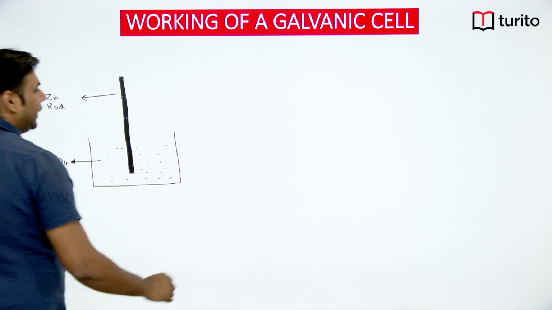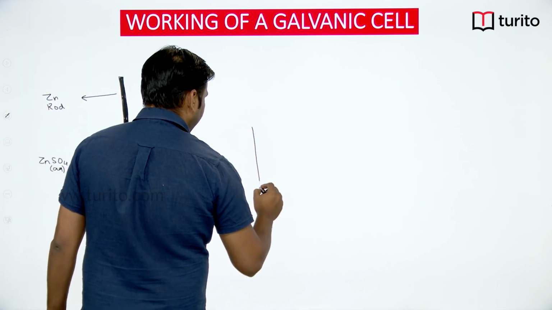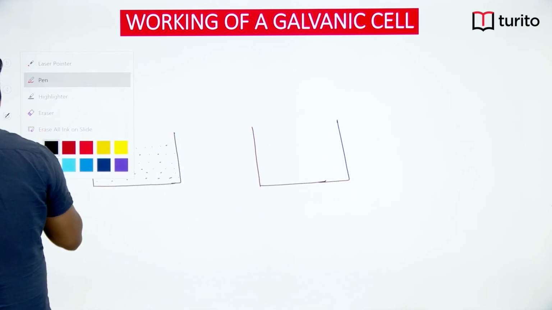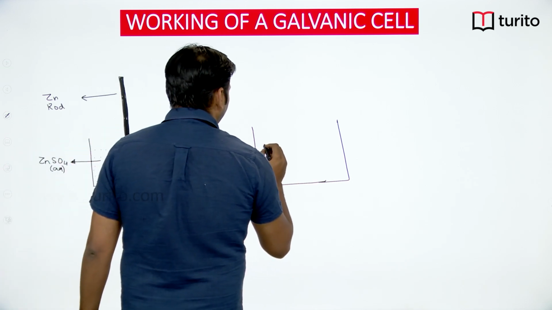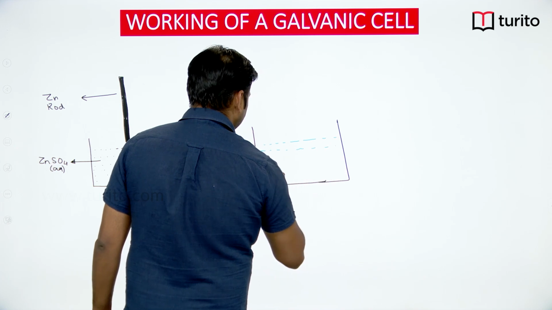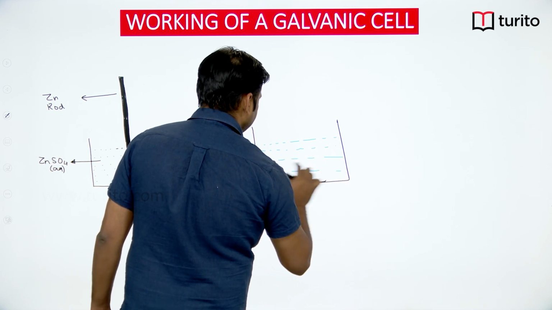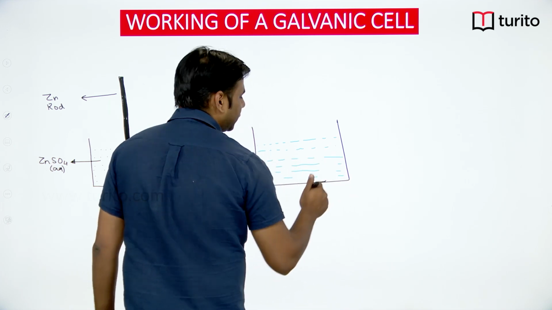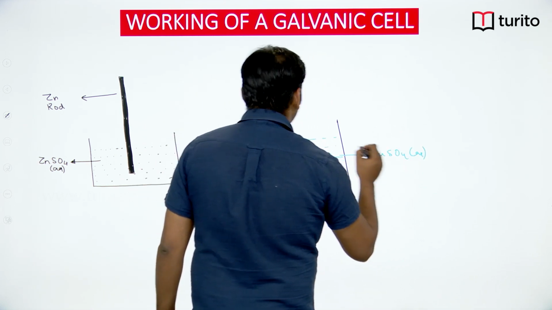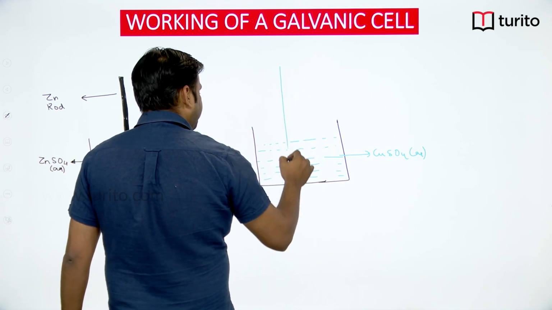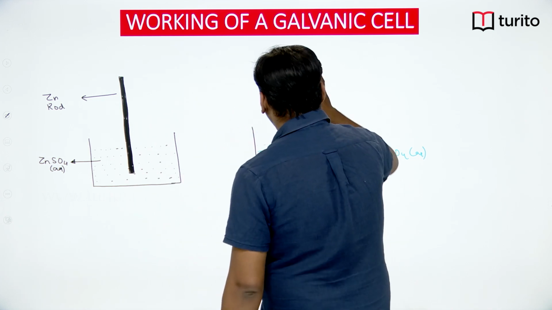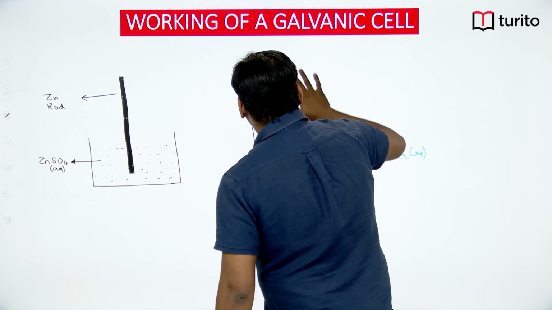Similarly, we take a copper rod dipped in the copper sulfate solution. So this is your copper sulfate solution, and we are dipping a copper rod in it.